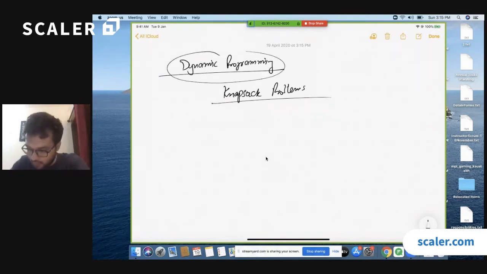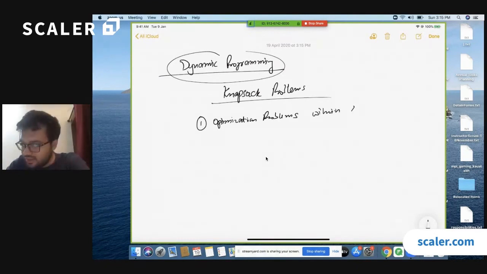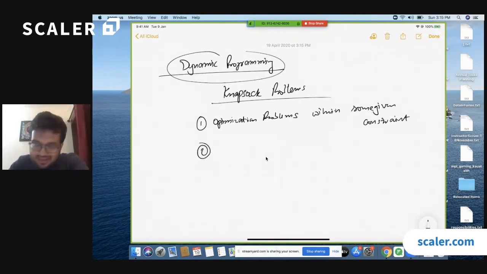Okay. So first of all, knapsack problems are basically optimization problems. What is meant by optimization problems? That is, you're trying to optimize a particular construct within some constraint. Okay, so you're trying to optimize something within some given constraint. There is a constraint that is given to you, and you're trying to optimize some other value based on that constraint. Okay, cool.